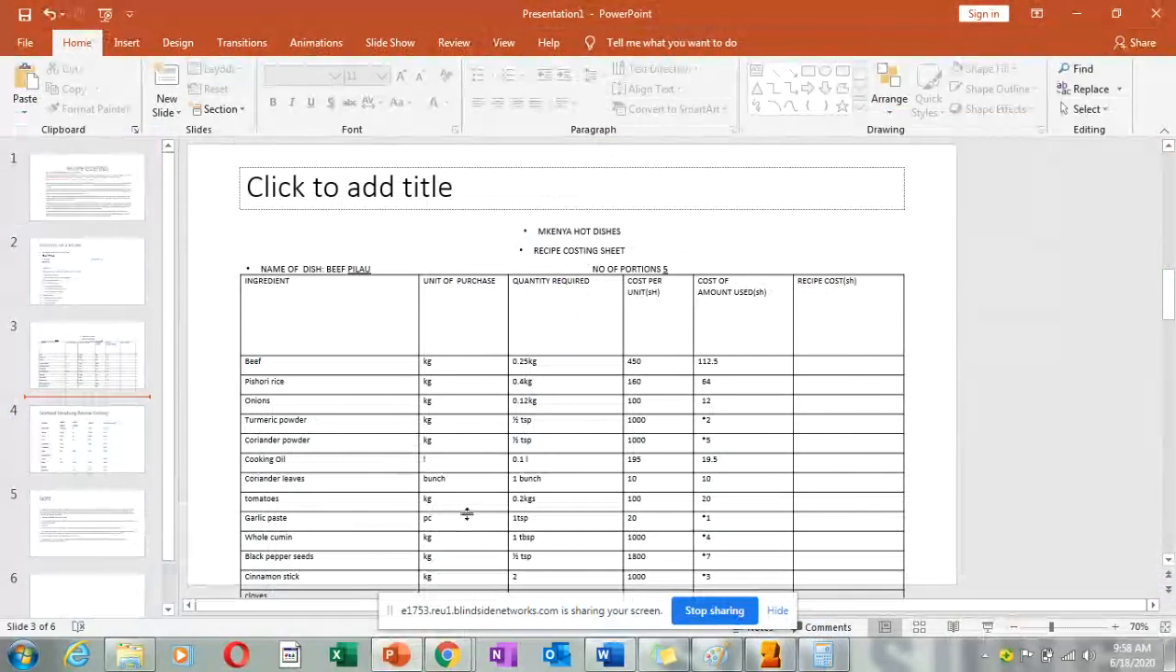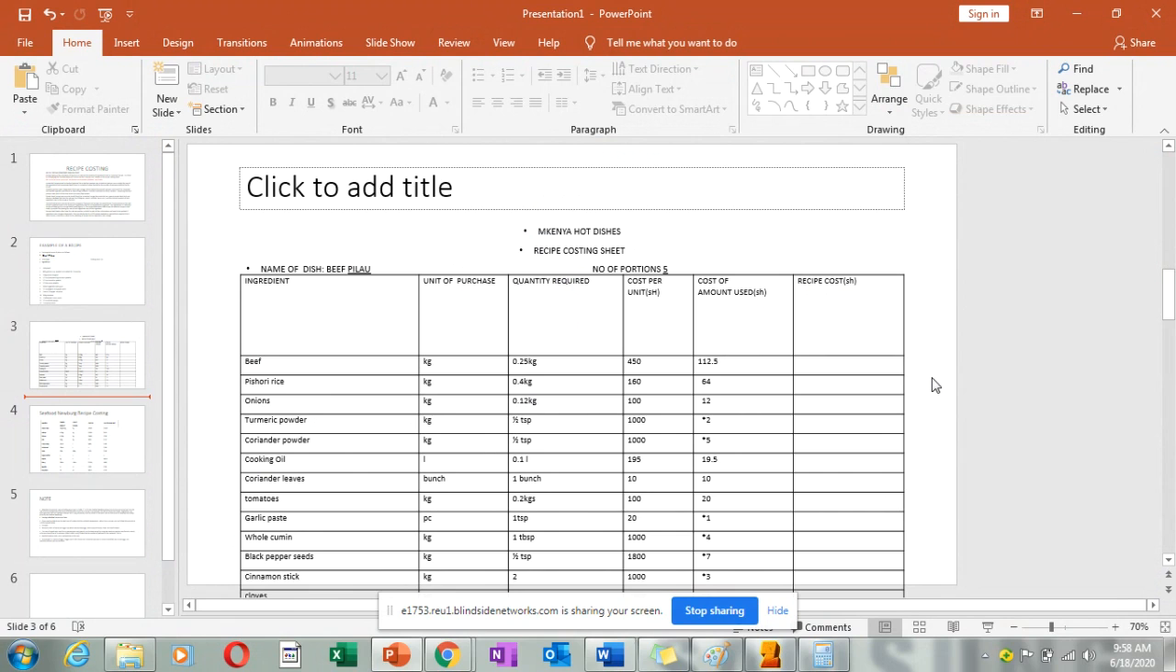Look at coriander leaves, Tabitha. Can you enlarge it? I cannot enlarge it larger than that. Are you sure you cannot see? You can zoom your phone.